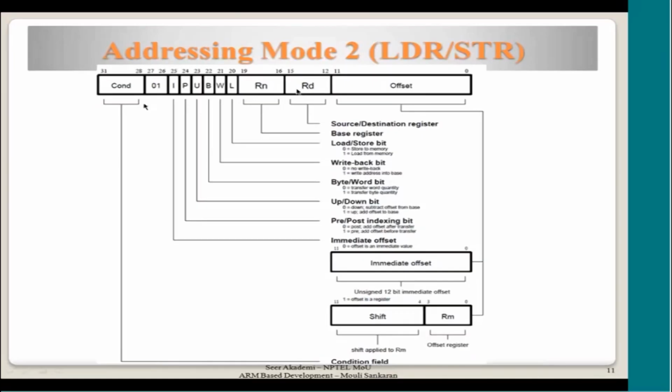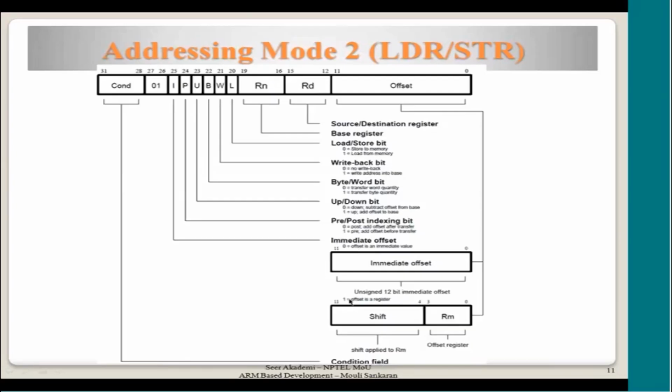For addressing mode 2, this value will be 0 1. If you remember, the data processing instruction had 0 0 here. So as soon as the processor sees this, it will know it is an addressing mode 2 instruction which is coming. Based on this value, it will decode the rest of the fields in the instruction. This you are already aware of, the conditions on which it has to be executed. Now this bit also we have explained: if it is 0, how to interpret the immediate constant.